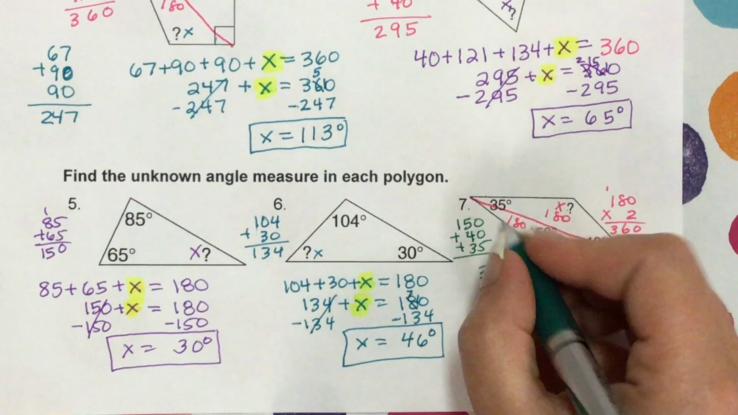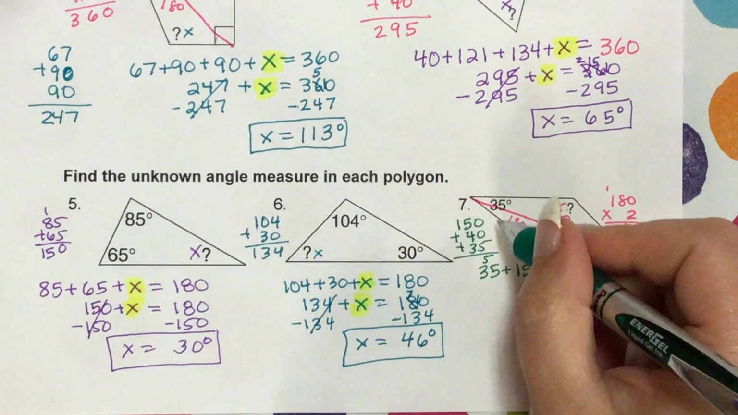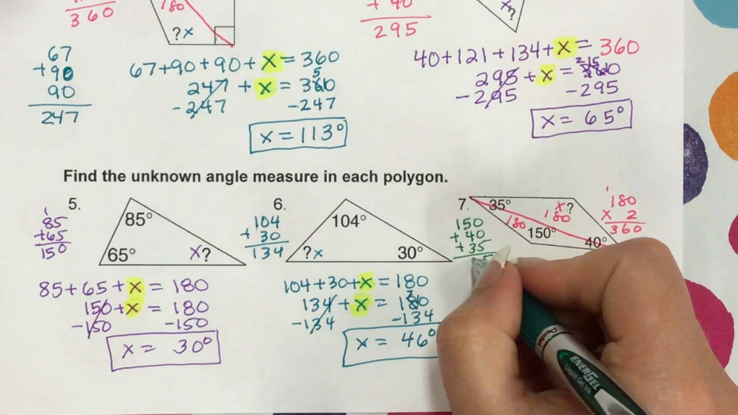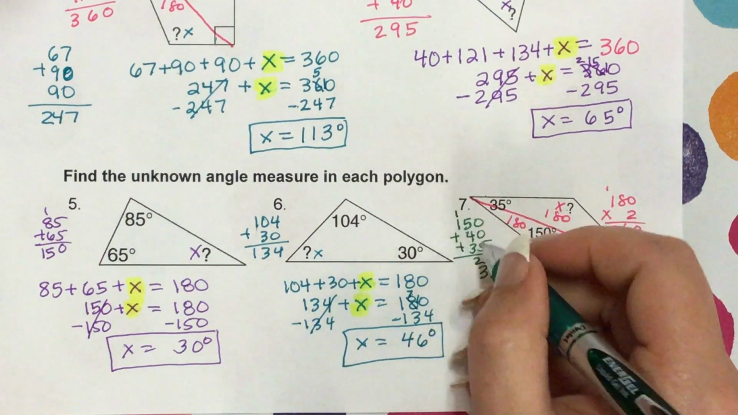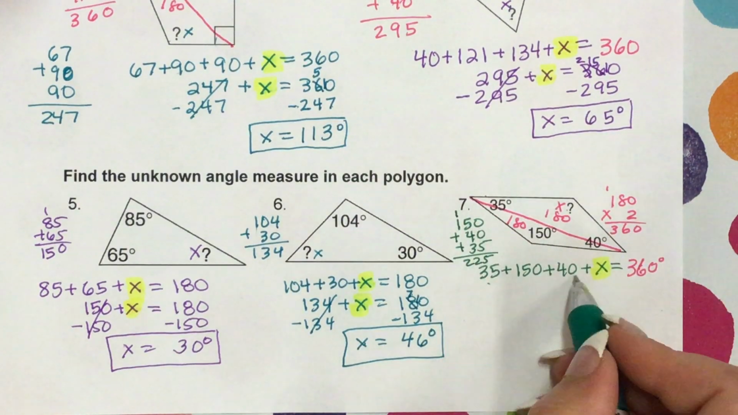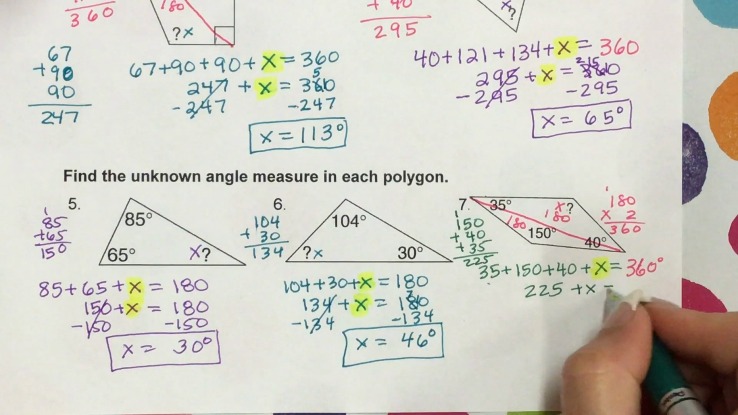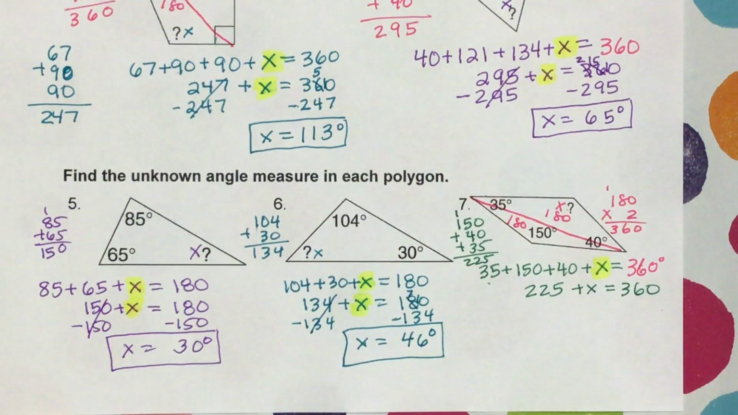0 plus 5 is 5. 5 plus 4 is 9. Plus 3 is 12. Write the 2, carry the 1. And then 1 plus 1 is 2. So all of these end up being 225 plus x equals 360.